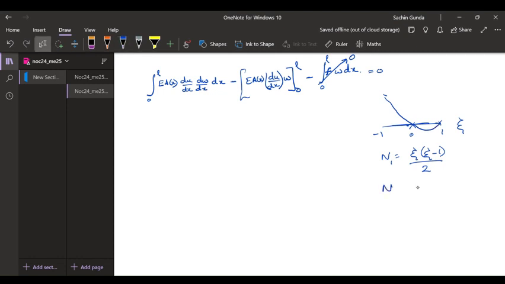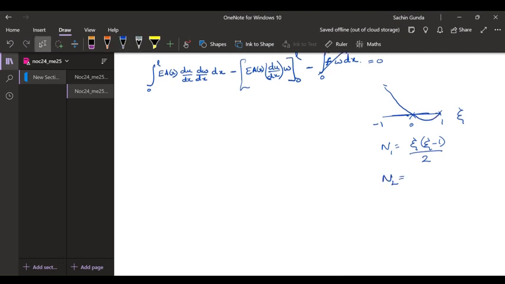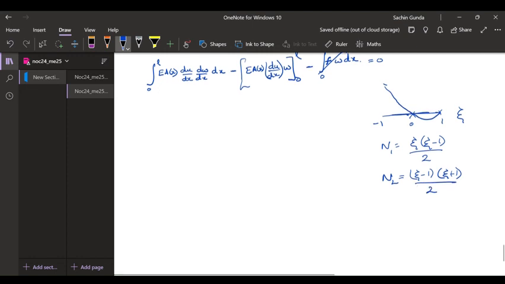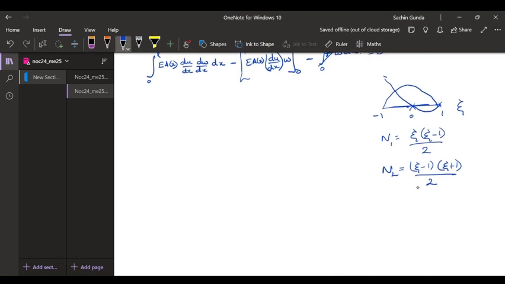And the second shape function will be (zeta minus 1) times (zeta plus 1) by 2. At minus 1 and at plus 1 it will be 0, and at 0 it should be 1, so it is minus. When you substitute 0, it will be 1.